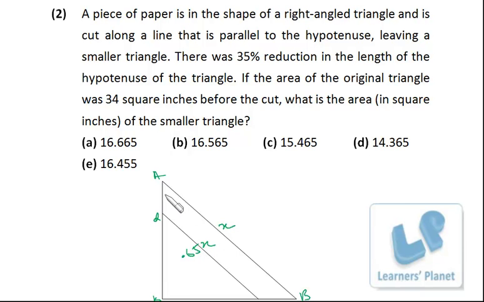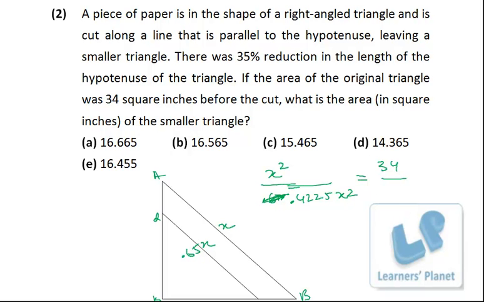So area of triangle AOB, or we can say this area by this, right? So that will be x square upon 0.65, or I can just say 65 square is 4225, so 0.4225 x square. So area of bigger triangle by area of smaller triangle, right? And area of the original triangle is given to us as 34, right? So that is the area of the triangle that we have to find out.